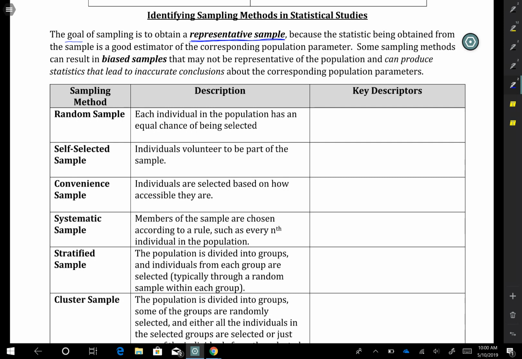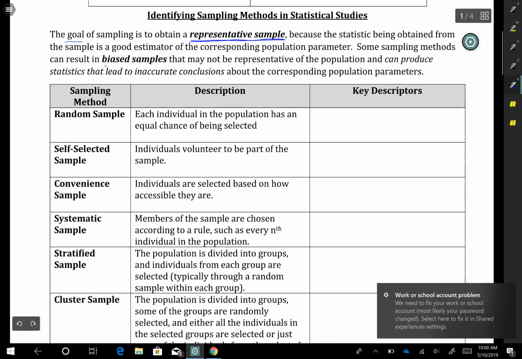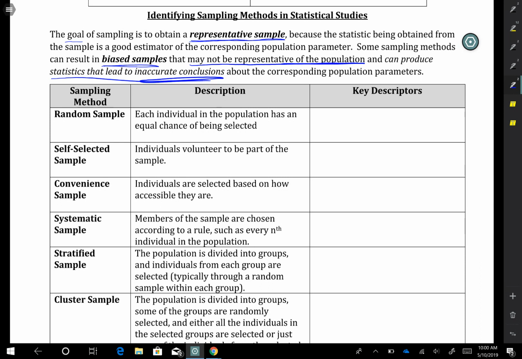Okay, so because of that, sometimes our method of sampling would be called biased. So the one I just talked about would have been a biased sample because it would not be representative of the population. It may not be representative of the population, and it can produce statistics that lead to inaccurate conclusions. So if we would take the average of all these high schoolers, it'd probably be about, let's say, 16. That's definitely not the average age of the entire United States population. So let's talk about different sampling methods.